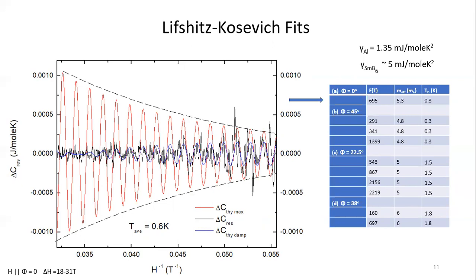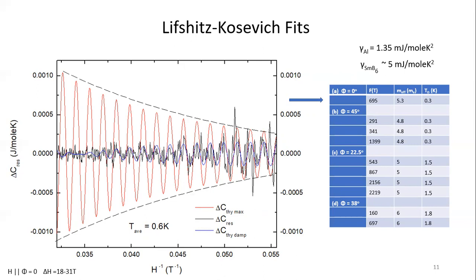Here it's very interesting to note that the Sommerfeld coefficient for samarium hexaboride, being 5 millijoule per mole K squared, is in great agreement with our effective mass determination within Lifshitz-Kosevich theory. And especially if we look at the full range of our limited measurement between 0 and 45 degrees, we see that the effective masses for all of our data sets, corresponding to multiple Lifshitz-Kosevich fits, range between 4.8 and 6 electron masses, again consistent with our Sommerfeld coefficient.